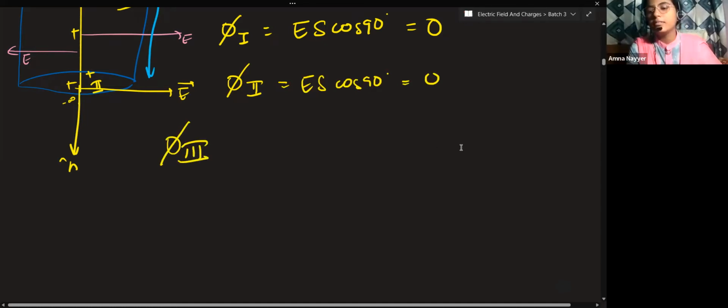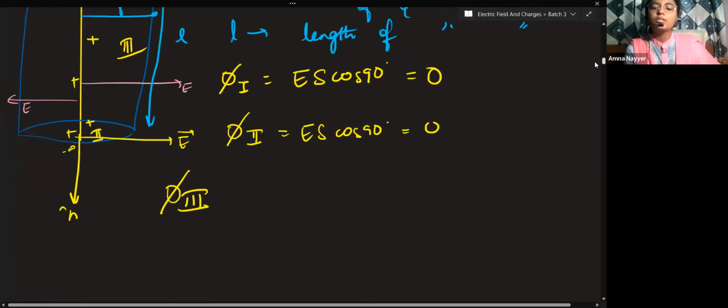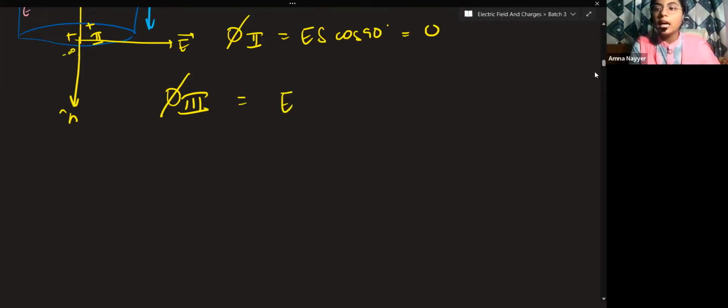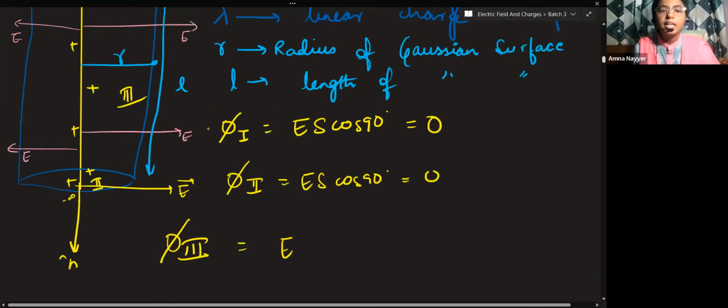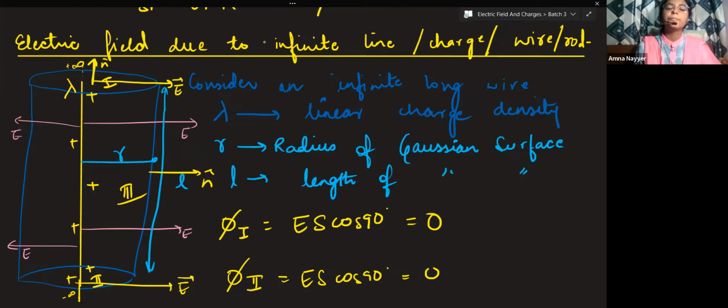We have to calculate the flux through the third surface. Now, the flux through the third surface will be what? It will have some value. How can you say? Check the angle between the area vector and the electric field. If I draw a perpendicular on this surface, it will be in this direction. This will be the area vector, and this is the direction of the electric field. Both are in the same direction. What is the angle between the electric field and the area vector?